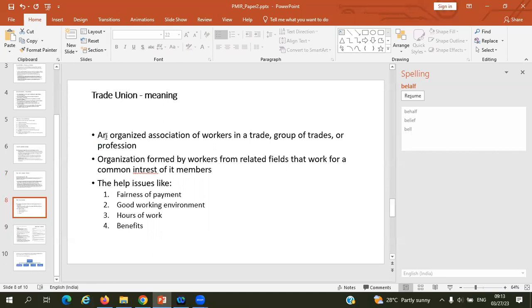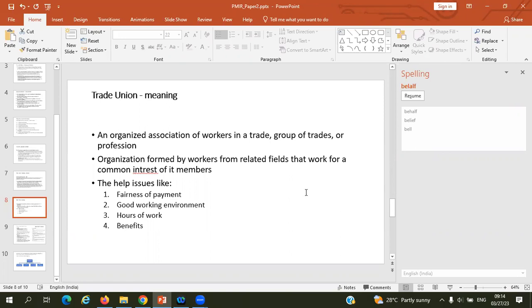Again, in the second slide, the same meaning is given. An organized association of workers in a trade, group of trades or profession. That means any organization, in a trade, created for a business house, in a company, or in a large group to address their concern. Organization formed by workers from related fields that work for a common interest of members. They help with issues like fairness of payment, good working environment, hours of working, different benefits. These are the issues or concerns raised by the member, and the trade union fights for that.